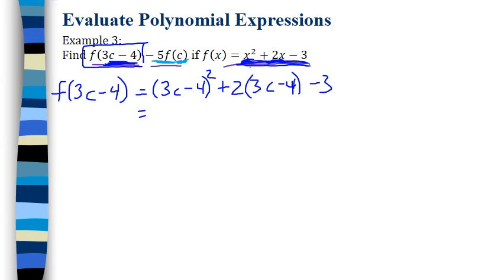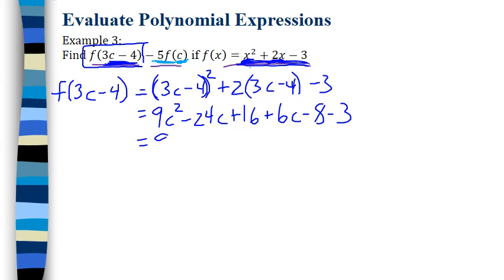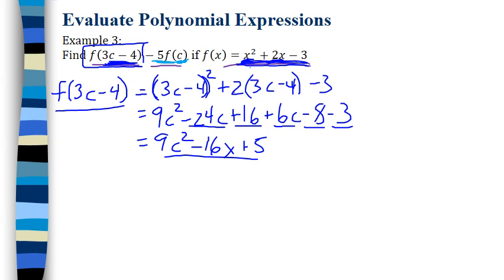So if we simplify to square this binomial, we end up with 9c squared minus 24c plus 16, and then I'm going to distribute here. So plus 6c minus 8 minus 3. Combine like terms, minus 24c plus 6c is minus 18c, and 16 minus 8 minus 3 is plus 5. Okay, so this expression, f of 3c minus 4, is equivalent to this in this equation.